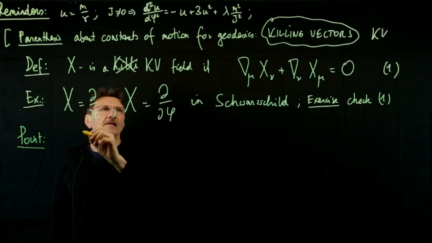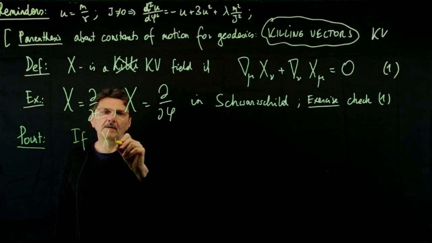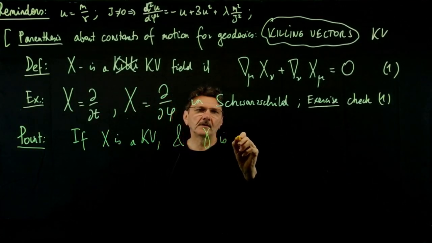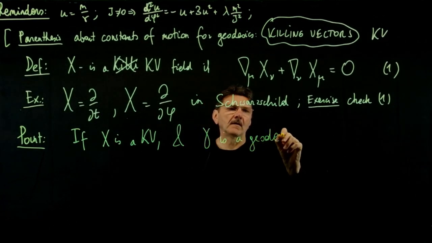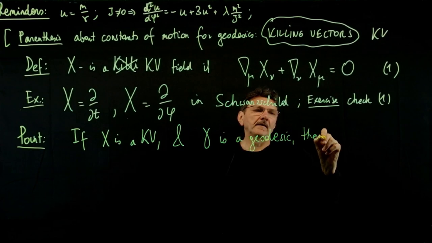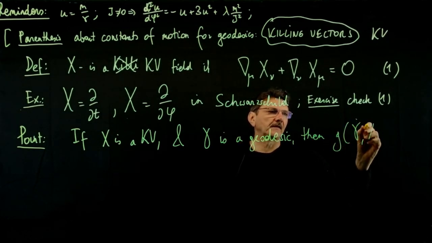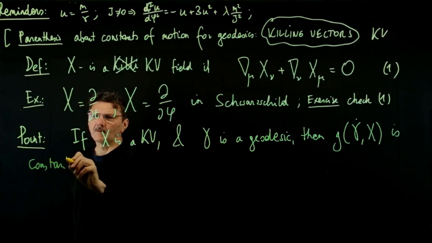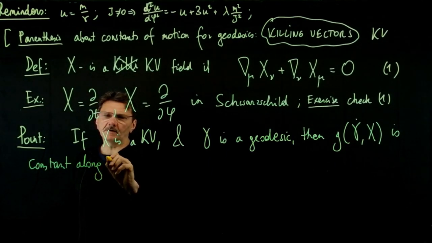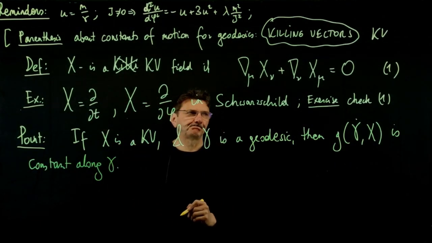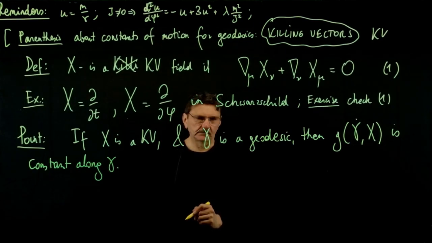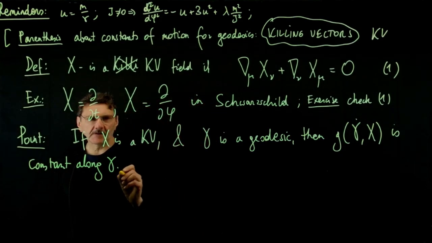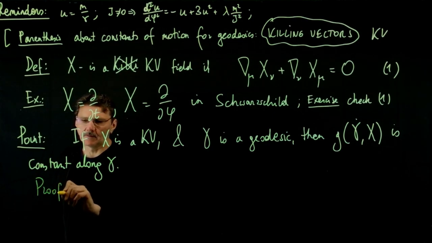And the point here is that if X is a KV and gamma is a geodesic, then the scalar product of gamma dot with X is constant along gamma. So again, maybe this is something that you had in the Übungen, but that's an important fact, so let's emphasize this. And the proof is not very difficult.